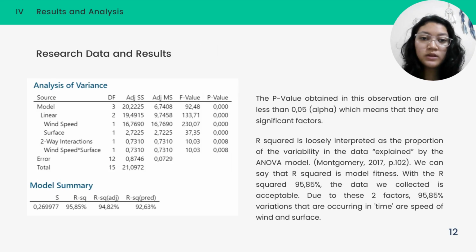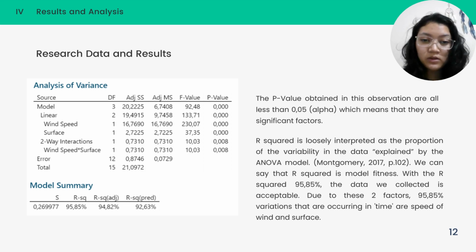Now we're going to talk about the research data and results. The p-values obtained in this observation are all less than 0.05, which is the alpha that we chose, which means that they are all significant factors. And here we have 0, 0.008, 0.008 also.